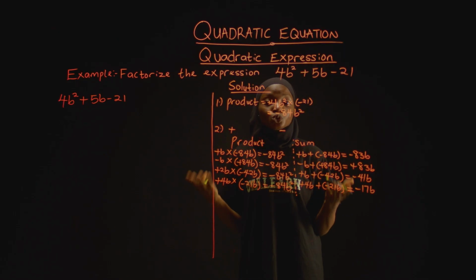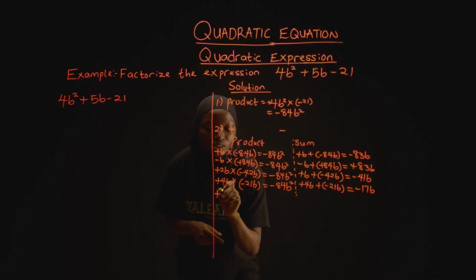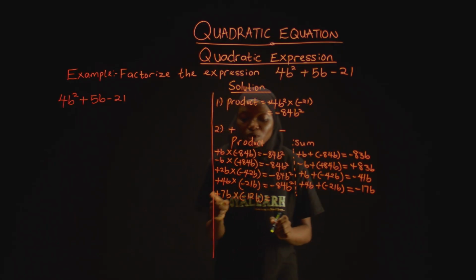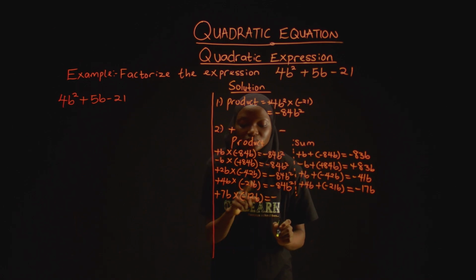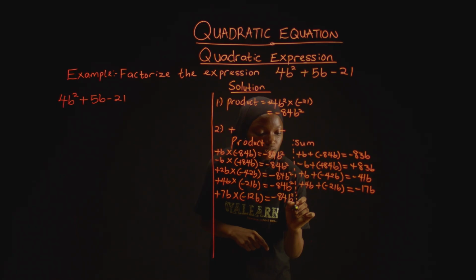Now we look for the two numbers we can multiply again to give us 84. Here we can have plus 7b multiplied by minus 12b. And here plus times minus we have minus. 7 times 12 we have 84. b times b we have b squared, which is what we need.